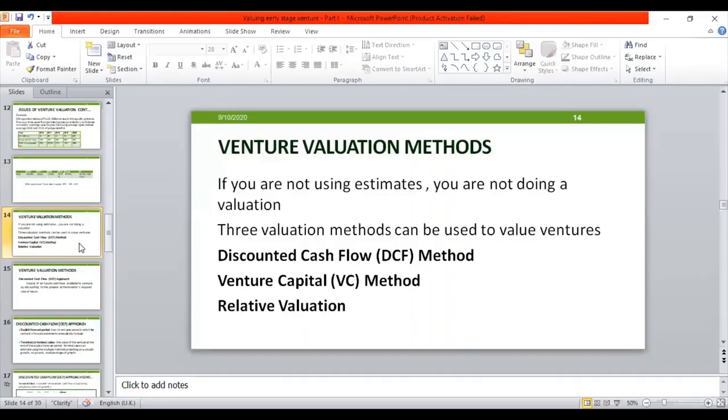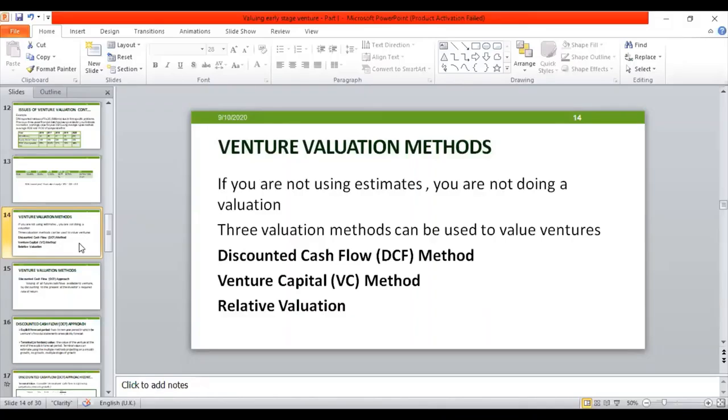Right. When it comes to venture valuation methods, valuation is quantification of the future vision of the venture. Even though predicting the future of a venture is difficult, valuation is inherently about the future. So therefore, we need to quantify the performance of the venture to our maximum possible extent. So if you are not using estimates, you are not doing a valuation.